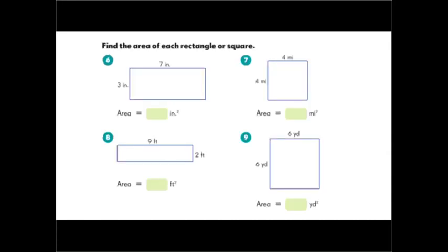Now it's your turn to try these. You can use either method, either drawing in the squares or multiplying like we would in an array. Please do number 6 right now. The answer to number 6 is 3 times 7. 3 times 7, right? And we get 21 inches squared. 21 square inches.